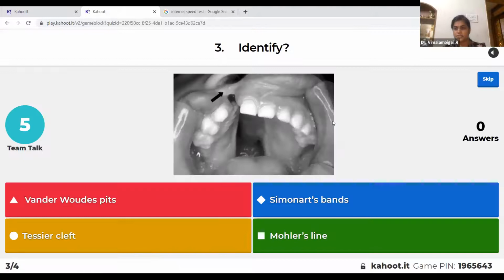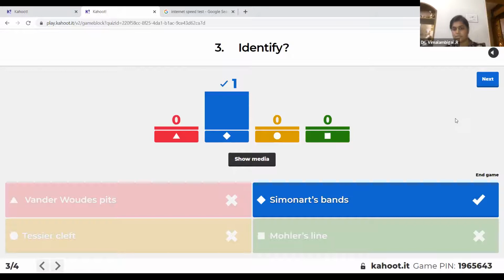There is a picture, so you just need to identify what that is. Is it Van der Woude's Spitz, Simonart's bands, Tessier cleft, or Moeller's line? Yes, it's Simonart's bands, correct. Next.